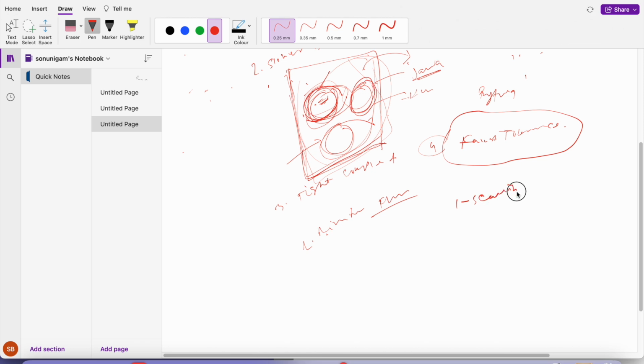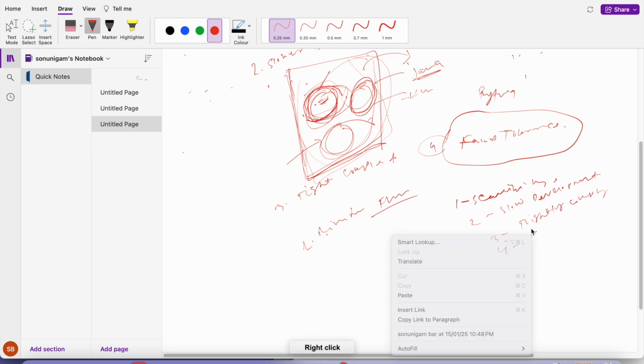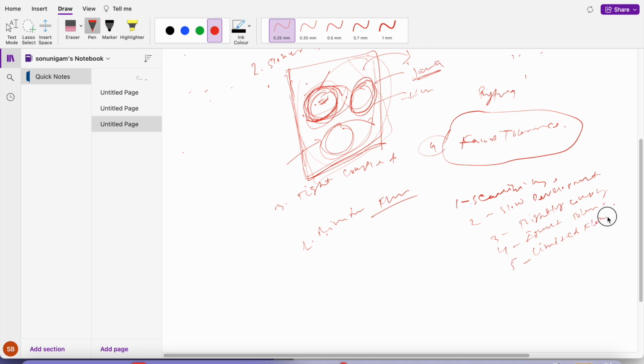First, scalability. Second, slower development. Third is tightly coupled. Fourth is fault tolerance. Then next is limited flexibility. These are the problems we are facing when we are using monolithic architecture.